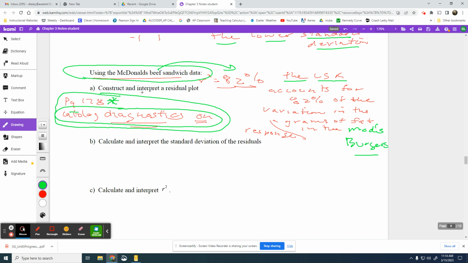Now, the catalog diagnostics on, make sure they're on. If they're not on, it will not give you R squared or R. You have to turn them on. Go to catalog, scroll down to diagnostics on, and then turn it on.